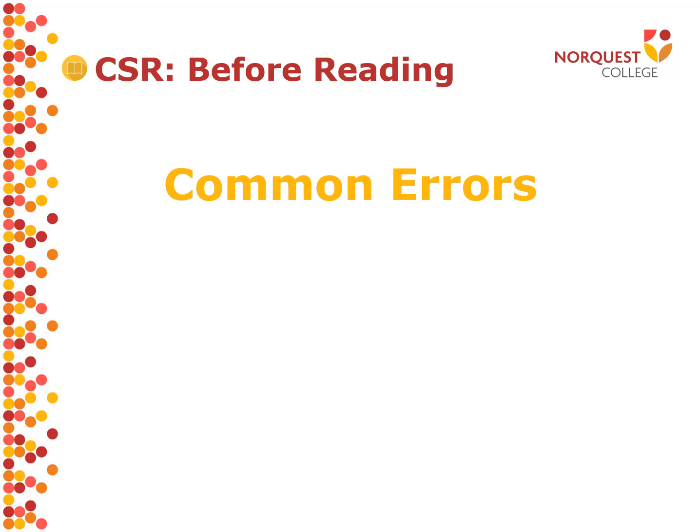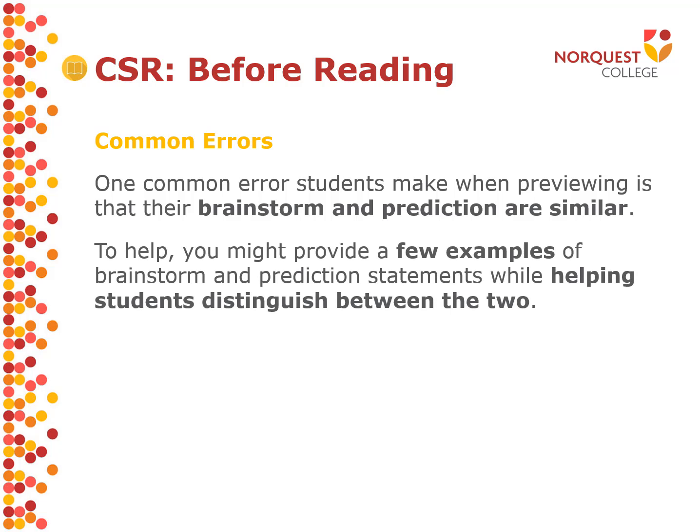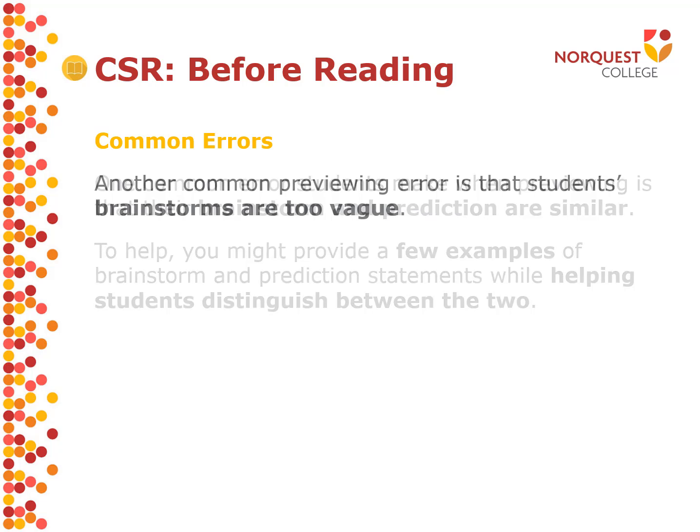What follows are some common errors students face when using these before reading strategies. One common error students make when previewing is that their brainstorm and prediction are similar. To help, you might provide a few examples of brainstorm and prediction statements while helping students distinguish between the two.